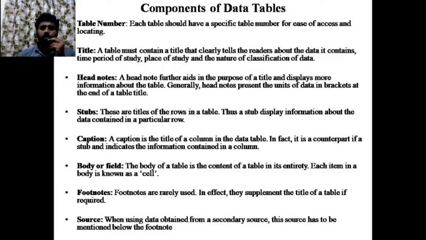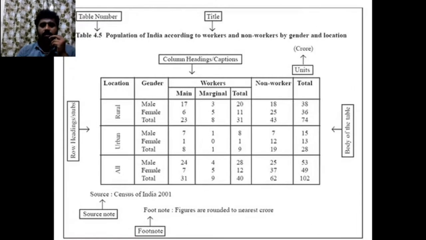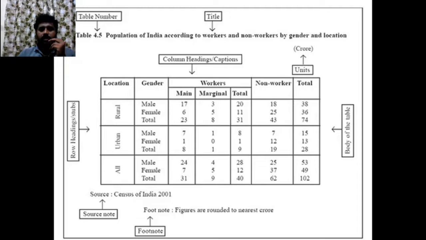In the data table there will be a table number, a title, head notes, stubs, captions, body or row, then footnotes, then source. Okay, so let me explain with a table. If you look here, this is the table number, that is 4.5, which is population of India according to workers and non-workers by gender and location. This population of India according to workers and non-workers is the title of the table, and you should mention the table number.